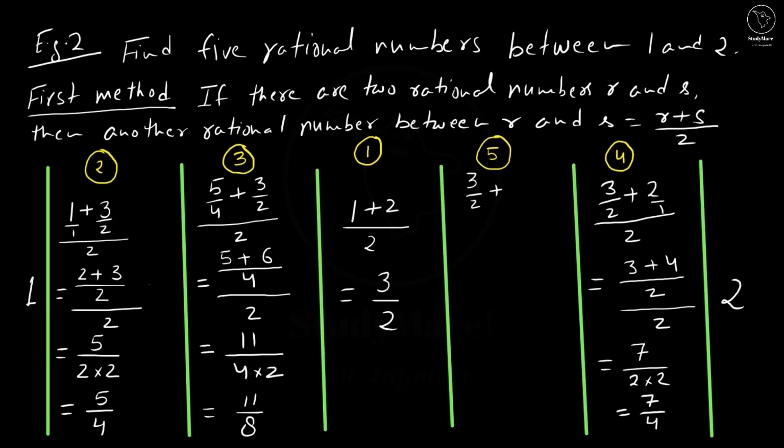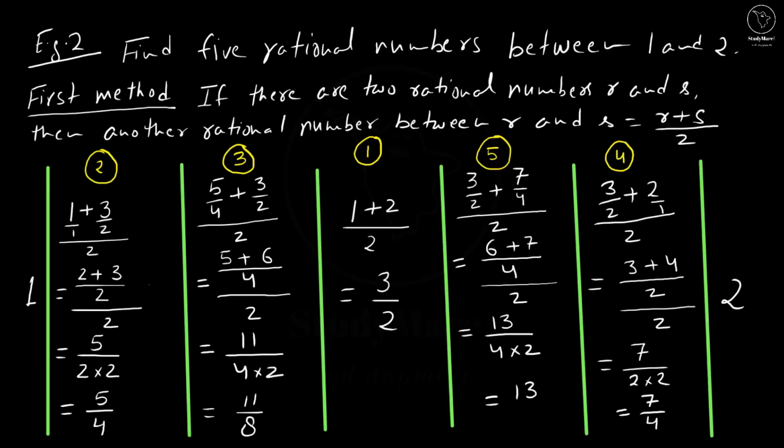Let's do 3 by 2 plus 7 by 4 divided by 2, which equals, LCM is 4 and we get (6 plus 7) by 4, whole divided by 2. Solving it further, we get 13 by 4 into 2, which equals 13 by 8. So here we have 5 rational numbers between 1 and 2. Since there are infinite rational numbers between any two given rational numbers, the numbers may vary in different solutions, depending on which numbers we have taken in the group and in which order.